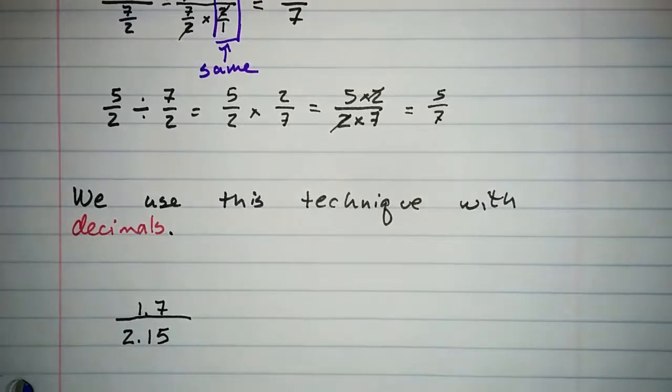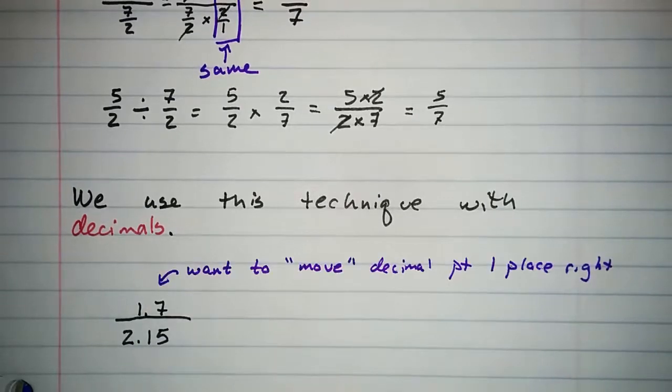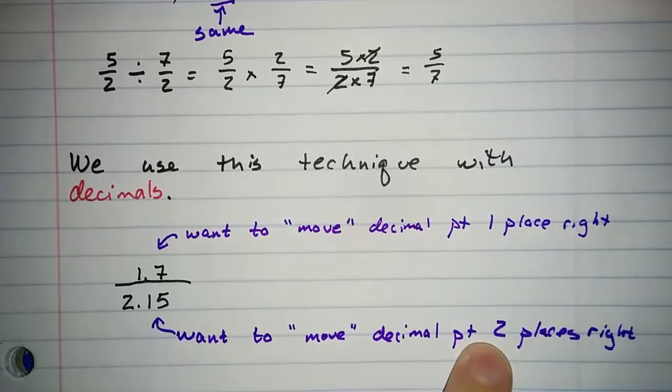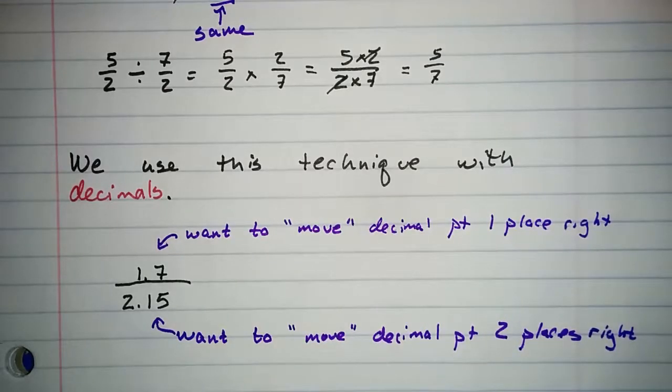Right, so to make 1.7 a whole number, I think we want to move the decimal point one place to the right. To make 2.15 into a whole number, I think we want to move the decimal point not one, but 2 places to the right. Uh-oh. We want to do 2 different things here, don't we? Here we want to move it 1 place. Here we want to move it 2 places. But we have to multiply the numerator and denominator by the same thing.